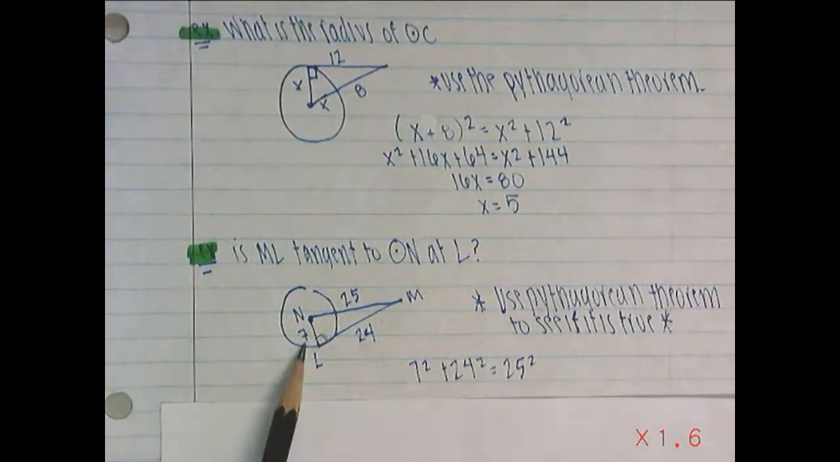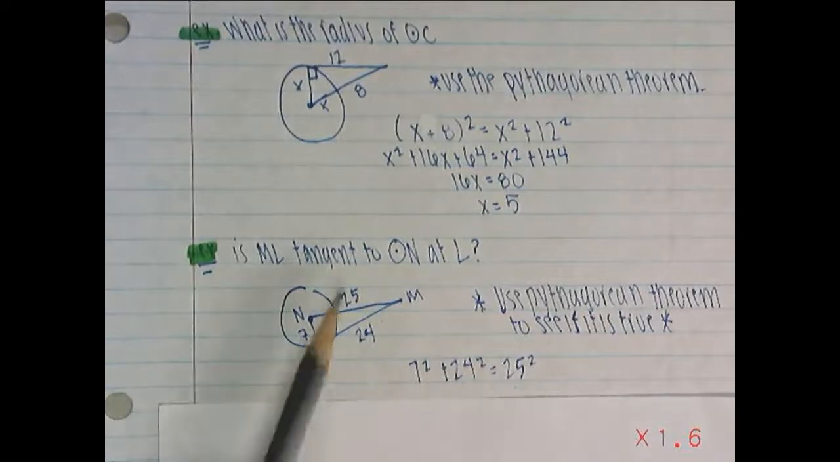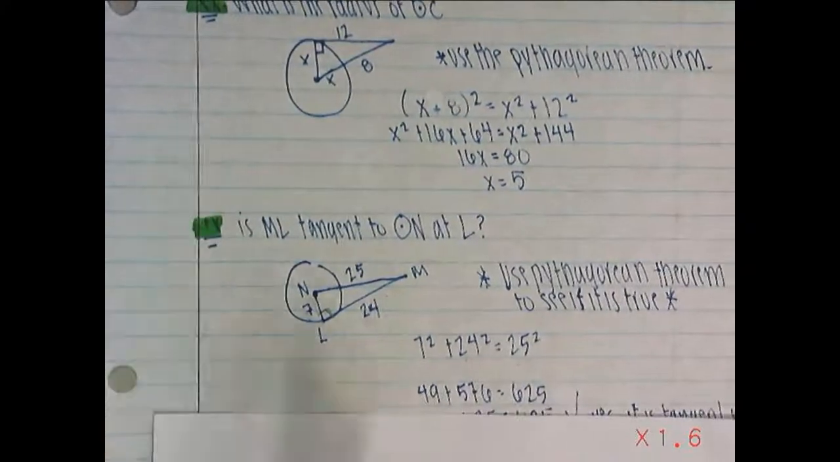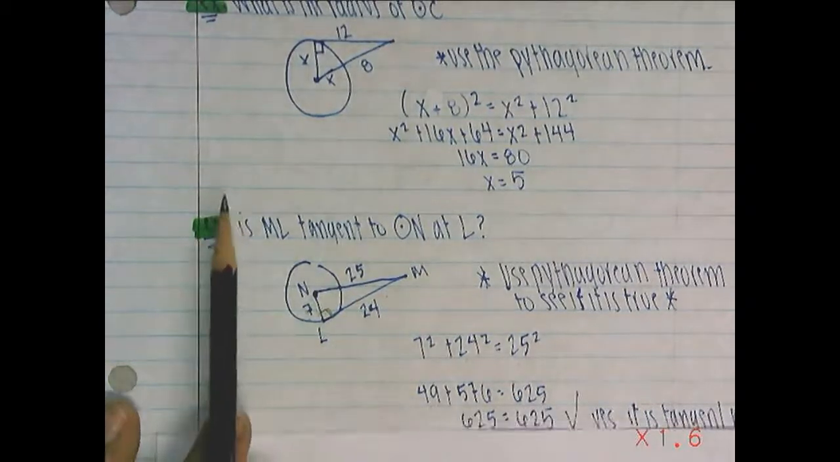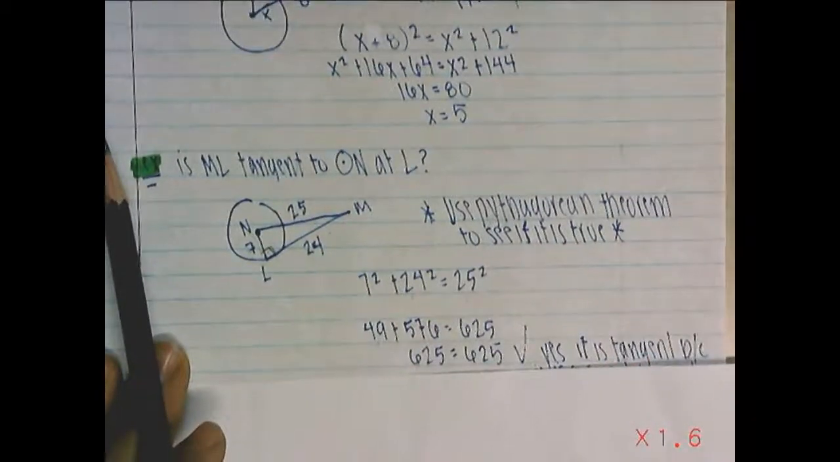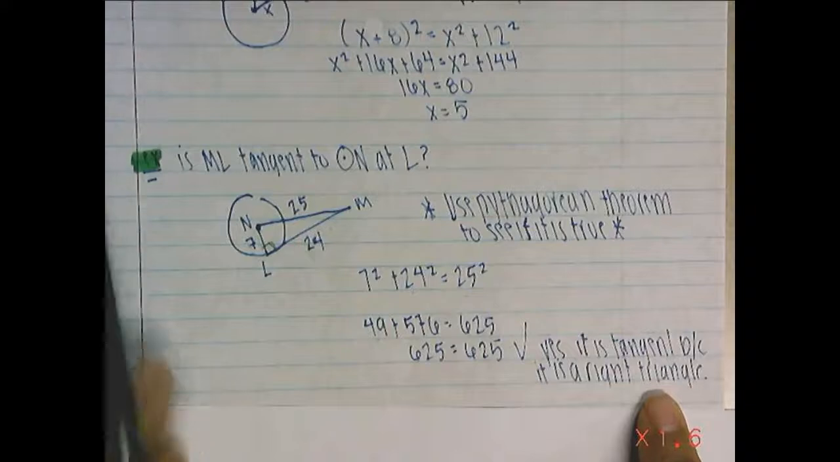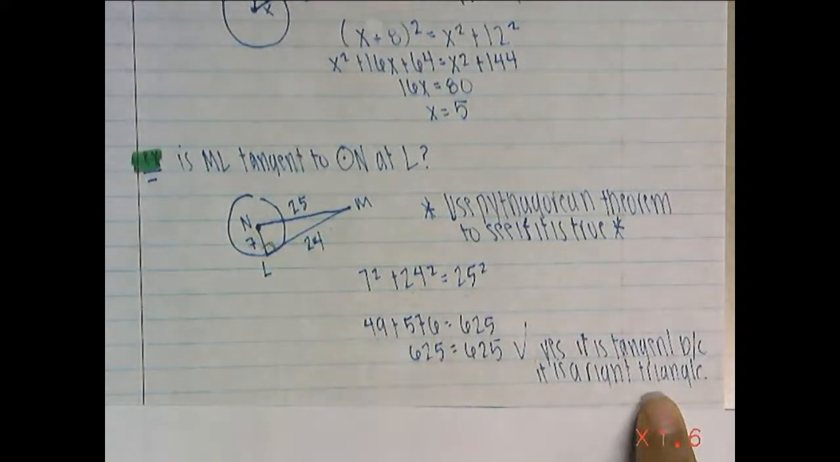So I would do 7 squared plus 24 squared equals 25 squared. Remember, it's each leg squared, so 7 squared plus 24 squared equals your hypotenuse squared. That's going to be 49 plus 576, and that's going to equal 625. Well, 49 plus 576 is 625, and 625 does equal 625. So yes, it's tangent because it's a right angle. The Pythagorean theorem proved that it was a right angle, and it was true.